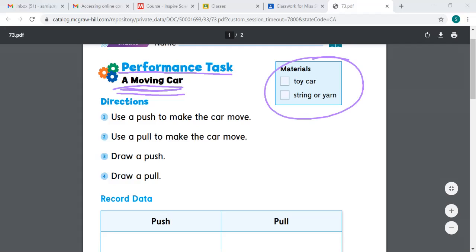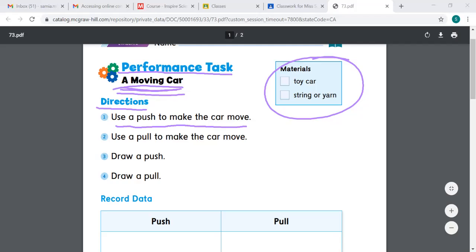move this car. So the first thing we're going to do is use a push to make the car move. So push the car to make it move. Remember, a push means you are adding force away from you. So you're pushing the car away from you.